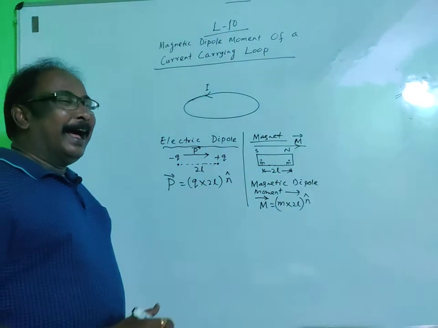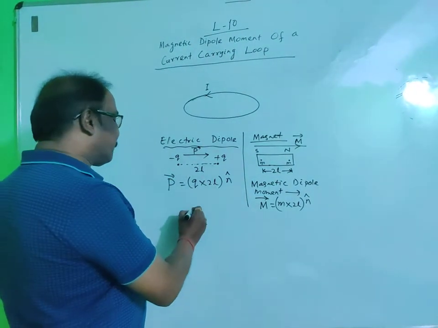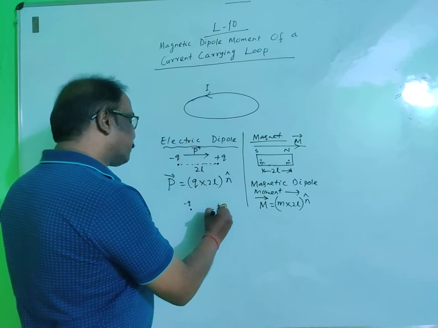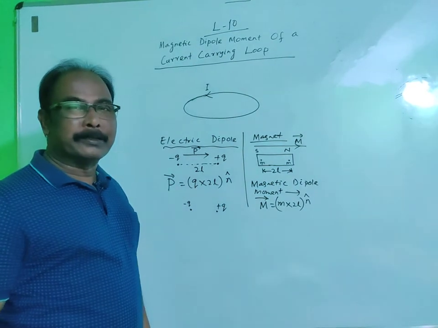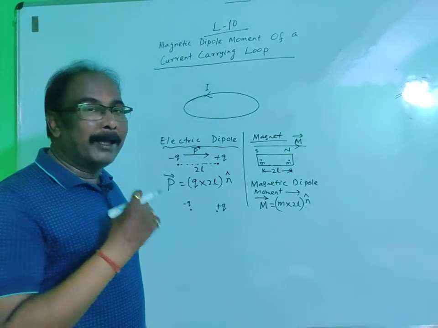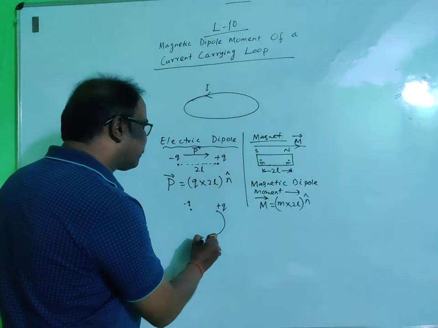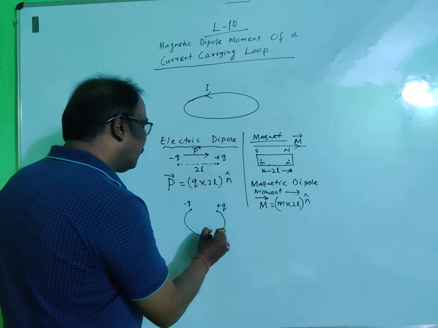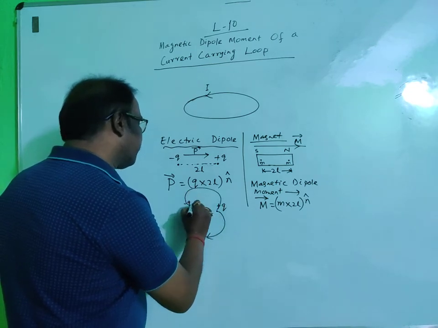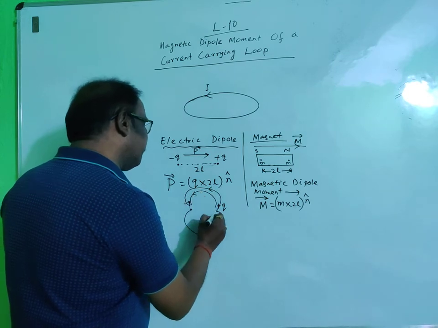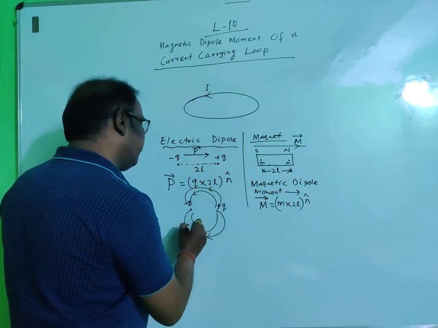Again, as we have discussed in electrostatics, suppose this is minus Q and this is plus Q. Electric field lines or lines of force start from positive charge and move towards negative charge.